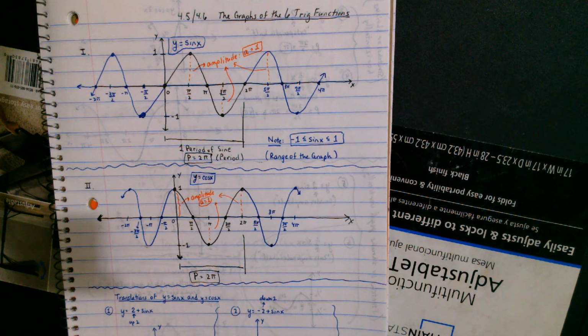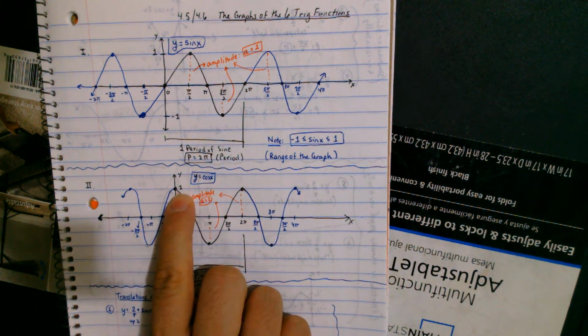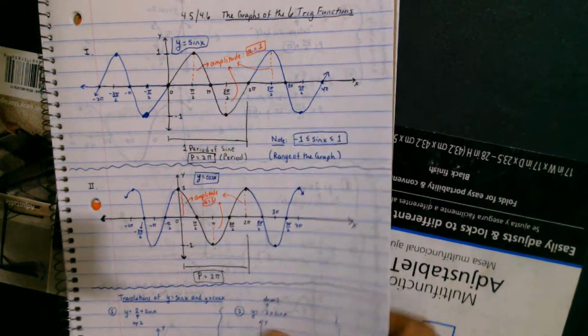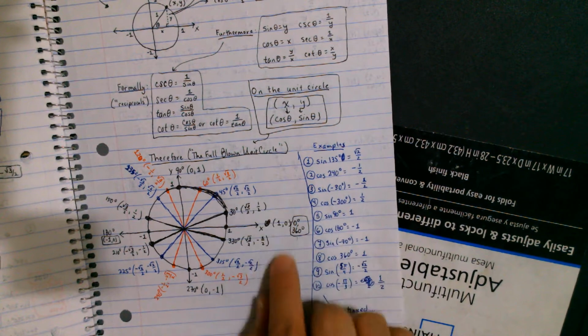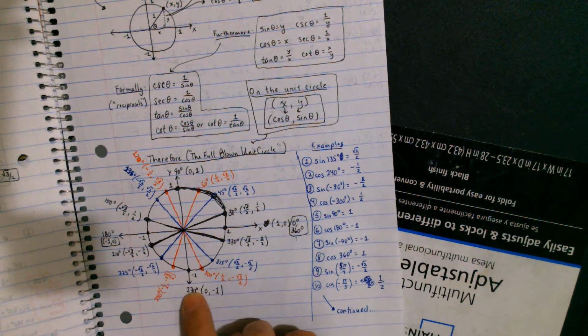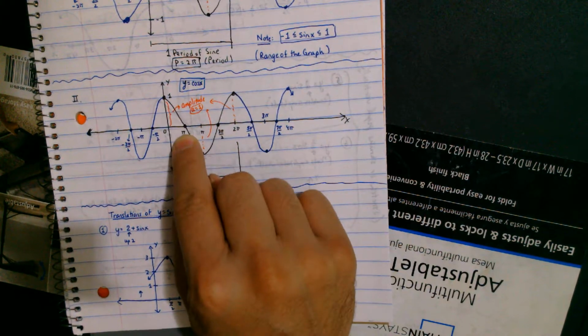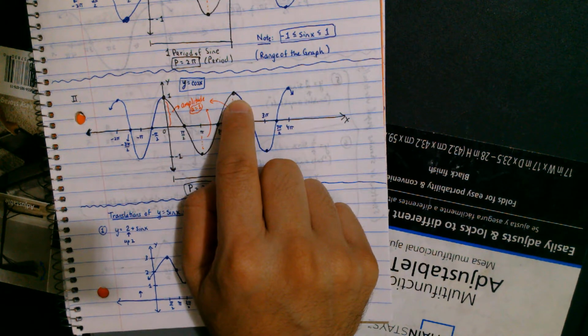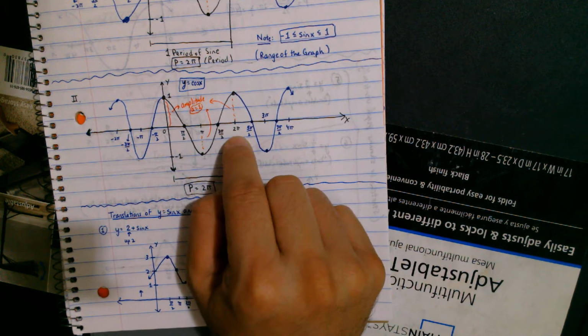Now cosine is the same thing, except it's a slightly different graph. This one starts with 1, then 0, then -1, then 0, then 1. The reason is because cosine is essentially the first number. So it starts at 1, then 0, then -1, then 0, then back to 1. You're just going around the unit circle. So at 0, it's 1. At 90, it's 0. At 180, it's -1. At 270, it's back to 0. And at 360, it's back to 1. Or pi over 2, pi, 3 pi over 2, 2 pi.